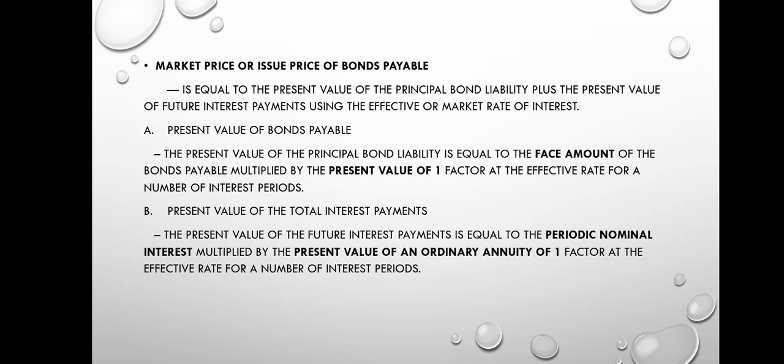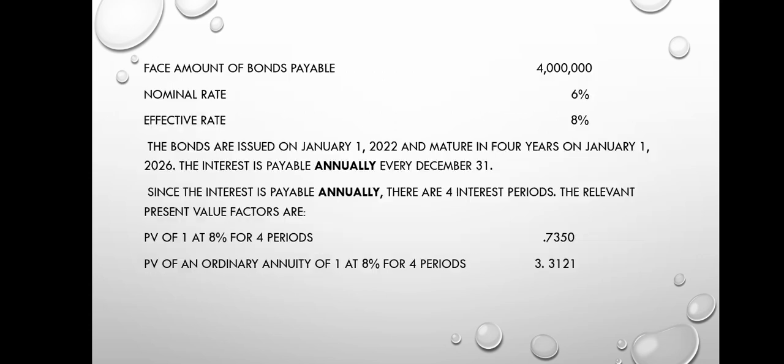Second is the present value of the total interest payments, which is the periodic nominal interest multiplied by the present value of an ordinary annuity of one factor at the effective rate for the number of interest periods.